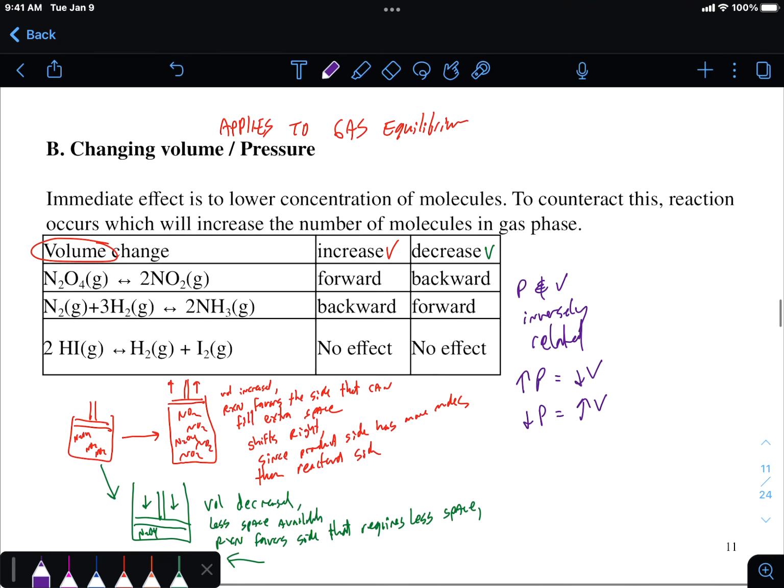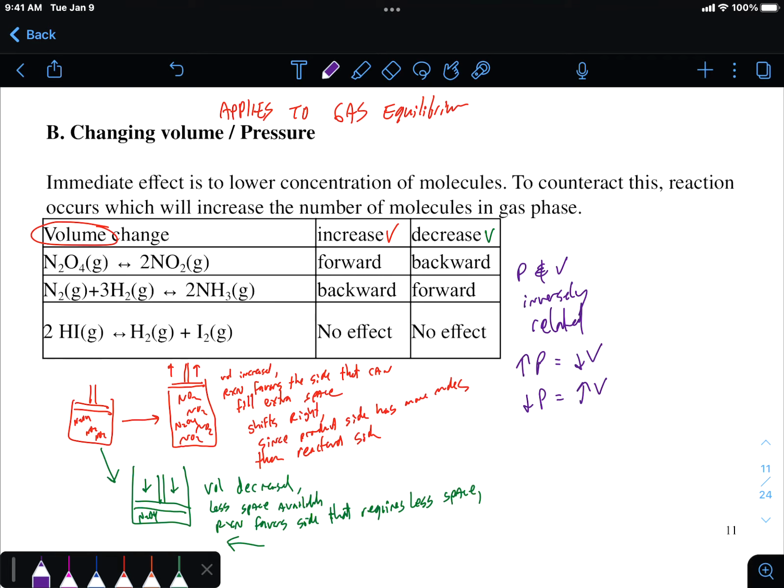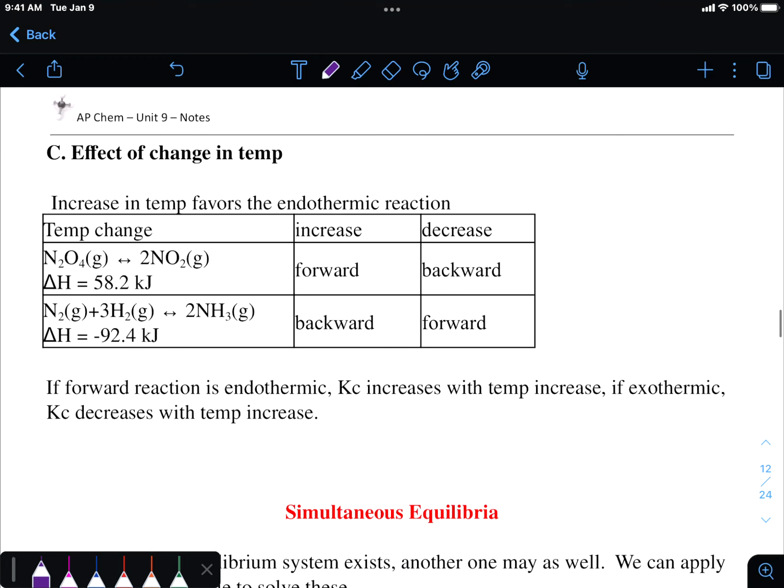Okay, so that's what happens when we change the volume or the pressure. Let's talk about temperature. When we were back in kinetics, last unit, I had mentioned that changing temperature was the only way to change a rate constant. So that's essentially true for equilibrium constants as well. And so here it's important to understand whether your reaction is endothermic or exothermic. All right, so the dinitrogen tetroxide decomposition reaction.